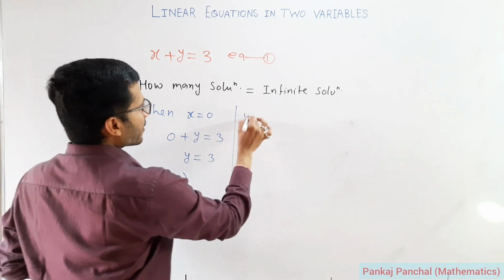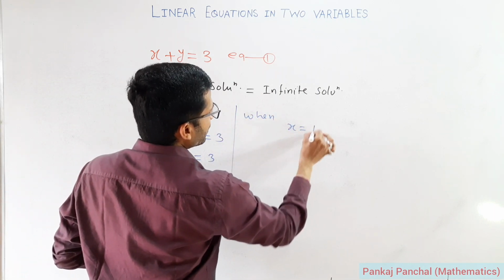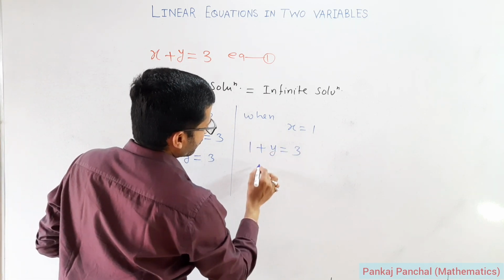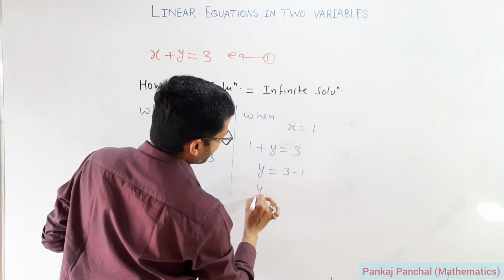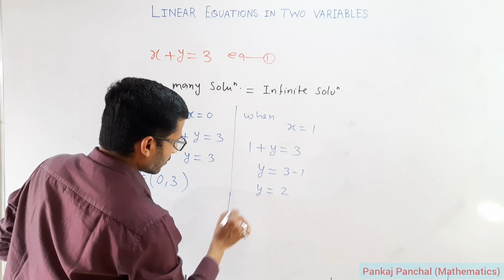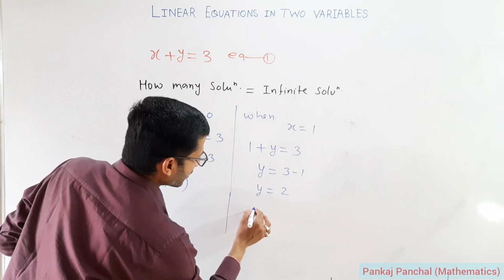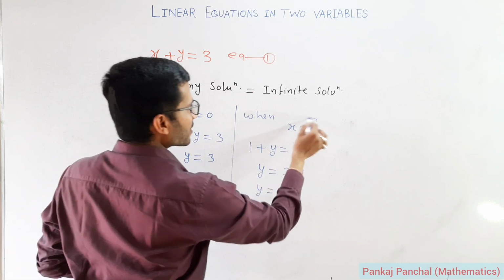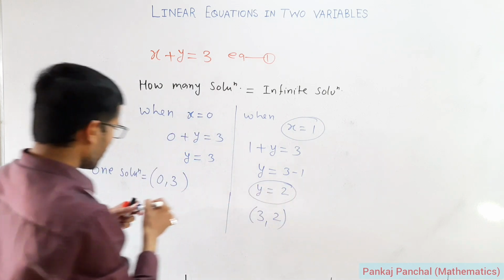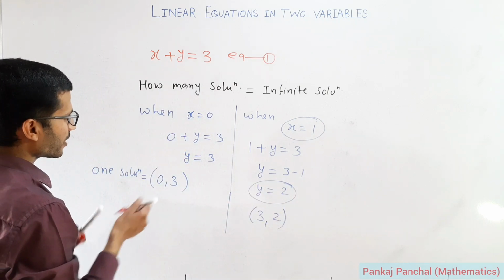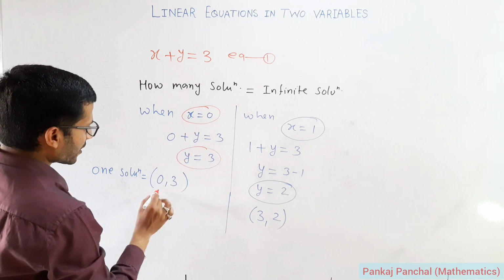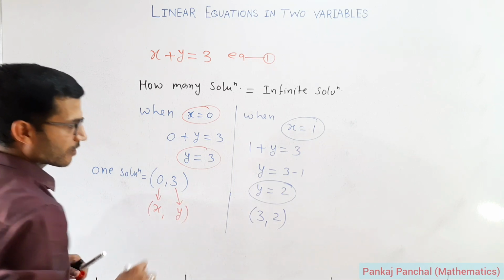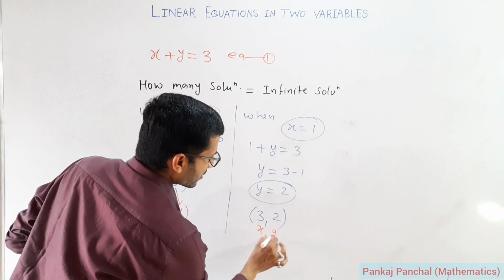Now when we take x is equals to 1, put here 1 plus y is equals to 3. So y is equals to 3 minus 1, that is y is equals to 2. So then one more solution is there, this is also one solution, means (1, 2). Here the value of x is 1 and y is 2. So first we write the value of x, then we write the value of y.